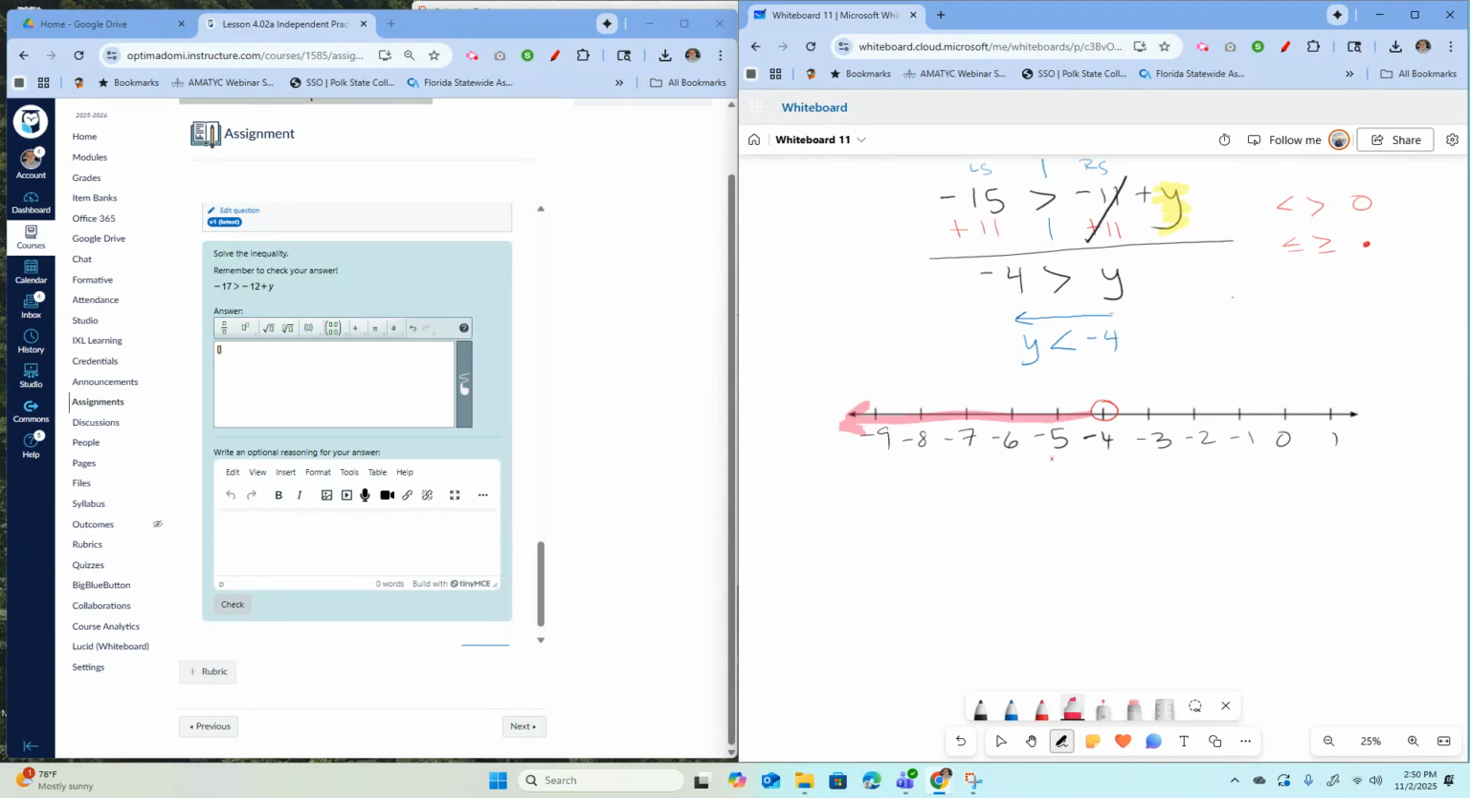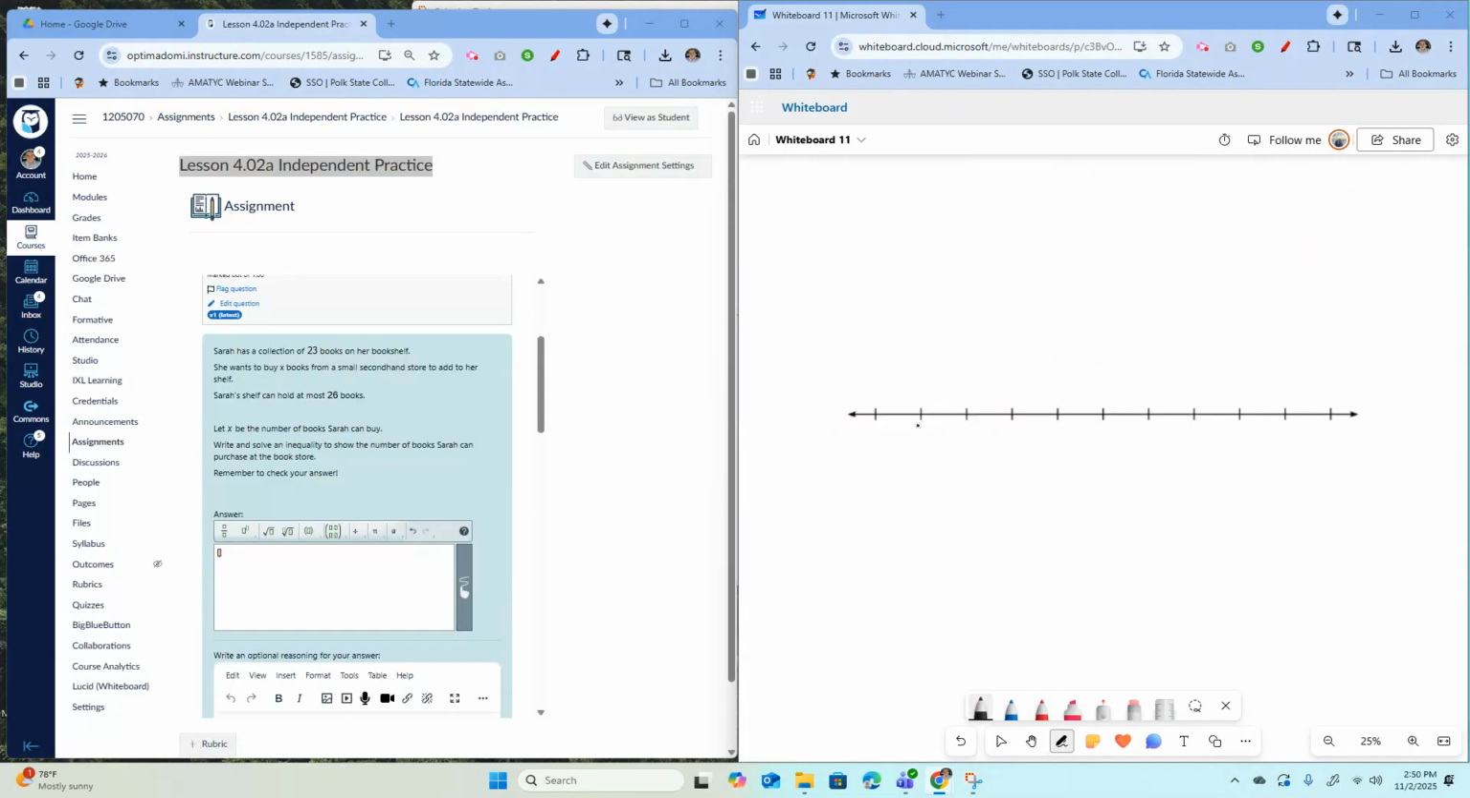It's pointing to the left, see? I want all numbers that are to the left of negative 4. That's basically what the inequality is saying. And that's your graph. That's what you're going to be drawing here in Canvas. All right, let's go to the next one.